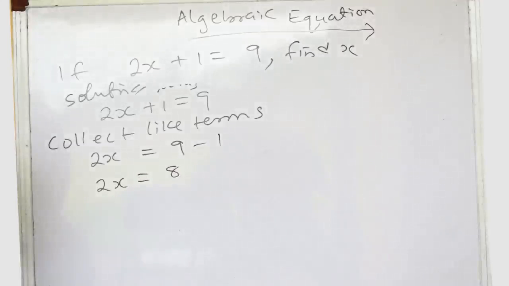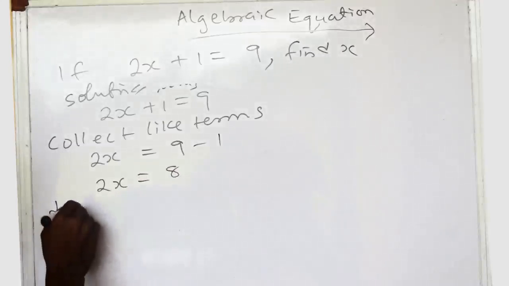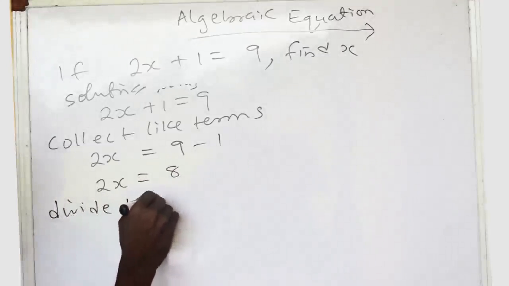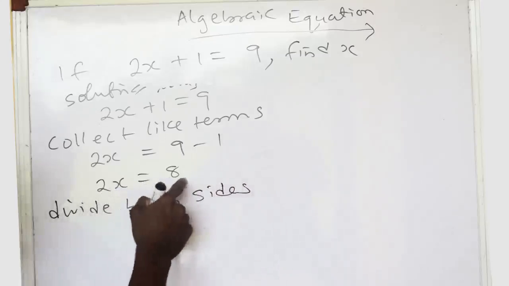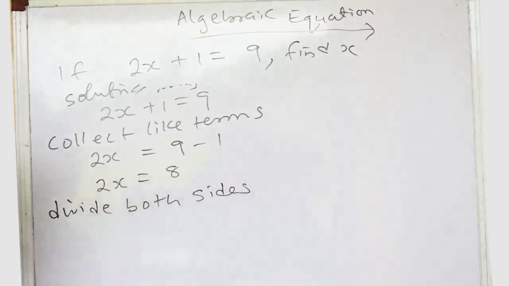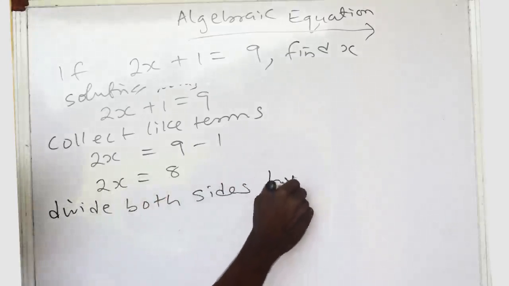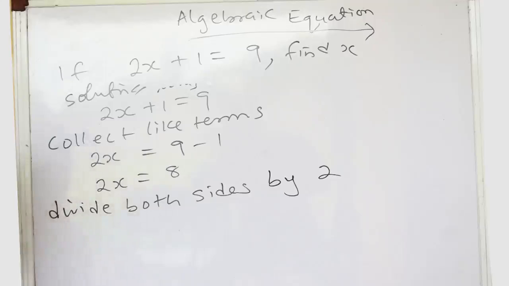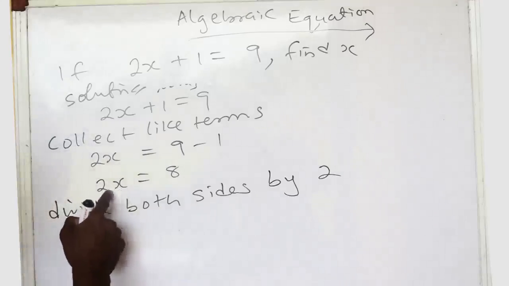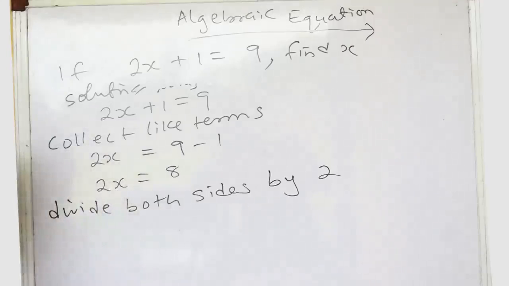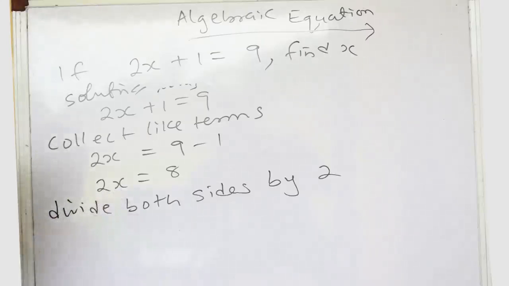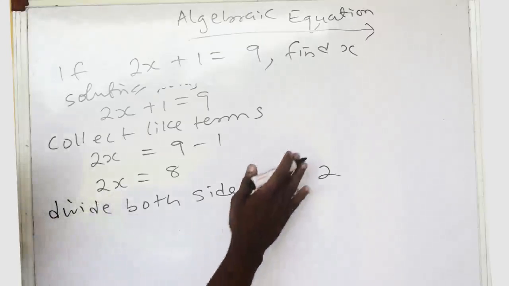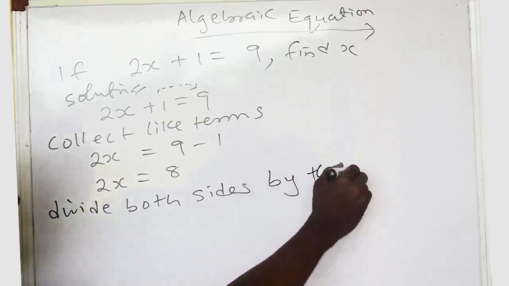You're asked to find x, so you have to divide. You say divide both sides. The both sides here, we have left hand side and right hand side. So these two are the both sides. You divide both sides by 2. Why do we say 2? Because 2 is attached to what? 2 is the coefficient of x. If 10 is the coefficient of x, you say divide both sides by 10. So you divide both sides by the coefficient.